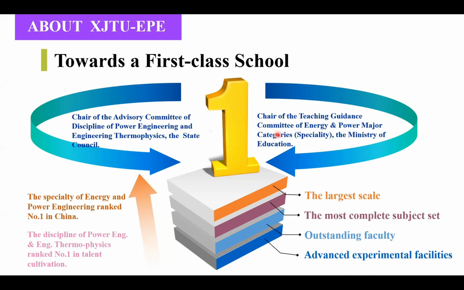The ranking was changed every 5 years. We stayed at number one for over 10 years. The specialty of energy and power engineering ranked number one in China. The discipline of power engineering and engineering thermal physics ranked number one in talent cultivation. And we also have these characteristics: for example, the largest scale, the most teachers and the most students, the most complete subject set, outstanding faculties, and advanced experimental facilities.